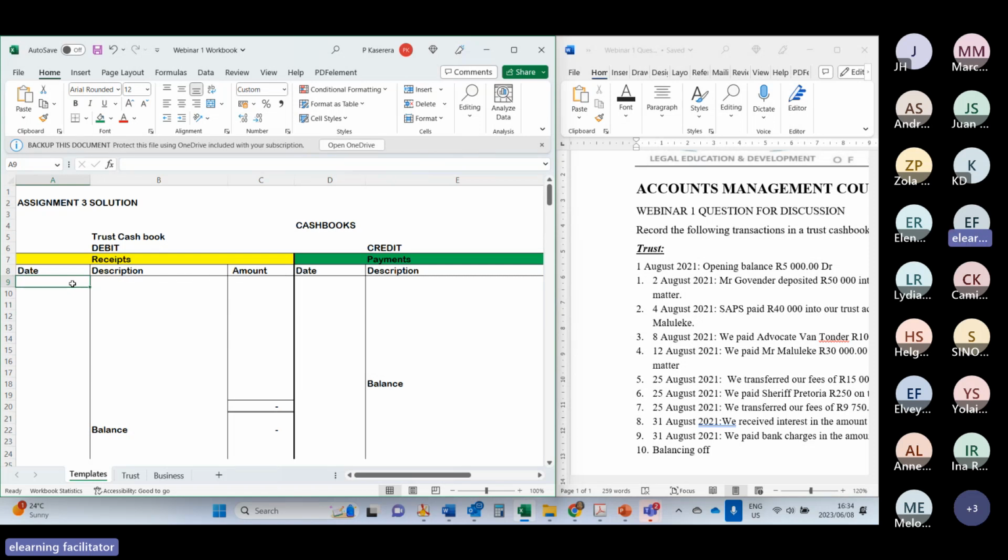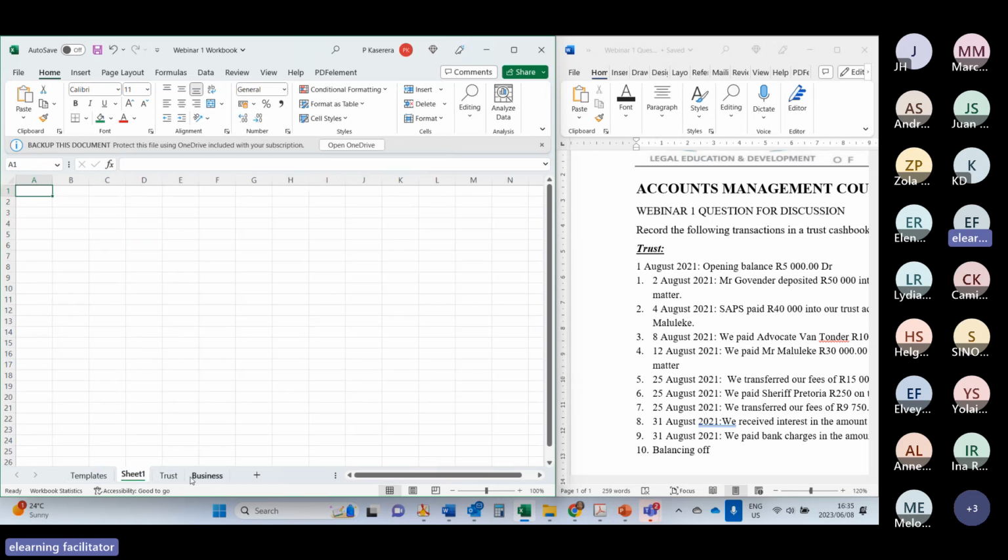In this example it doesn't show, but when we are doing our examples, we would show you, so that when you post to your ledgers, you are able to also post opening balances for our creditors. So what we do is that we record the date. Let me copy the template. I'm going to call it Trust Cash Book. So this is our Trust Cash Book.